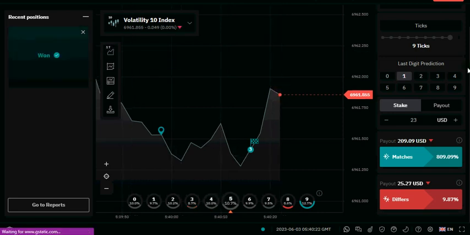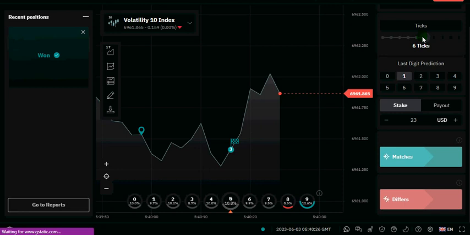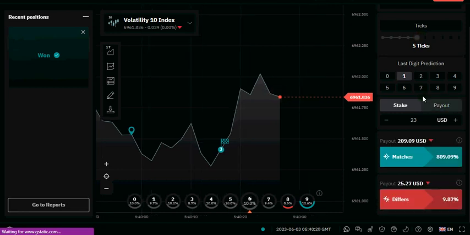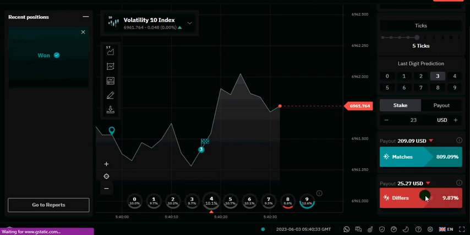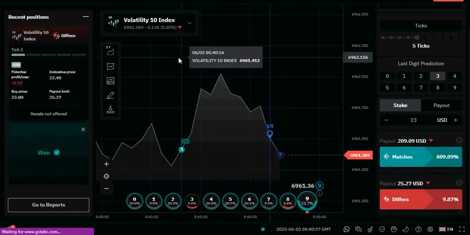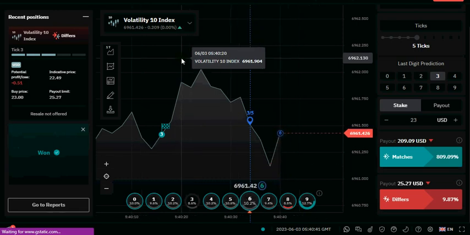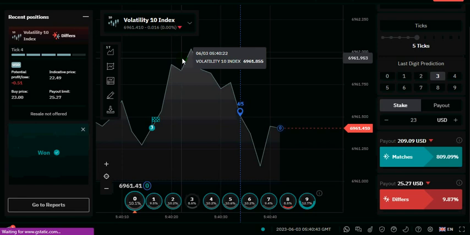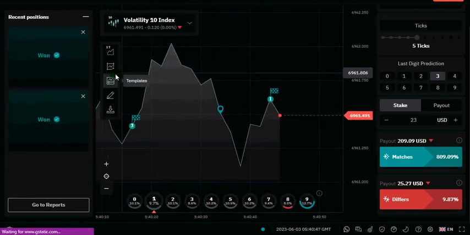We won that trade. So our second trade will be 5. Our tick will be 5. Then our last prediction will be 3. Remember, we're using the odd numbers. So we're going to click on differ again. So as you can see, we won that trade right there.